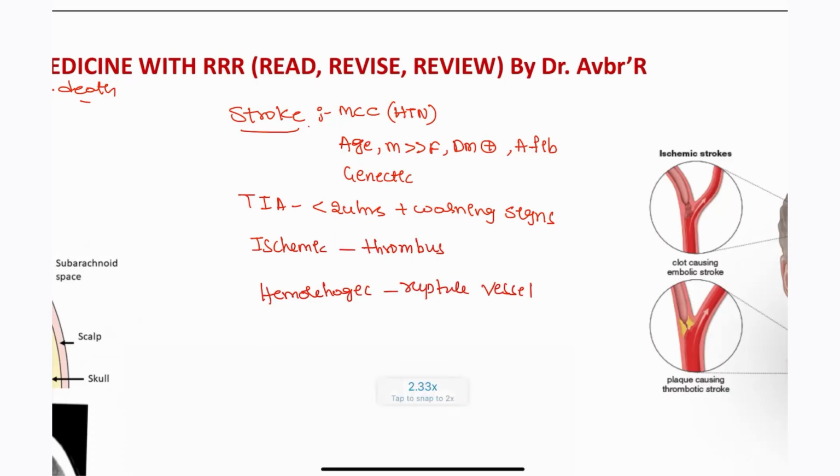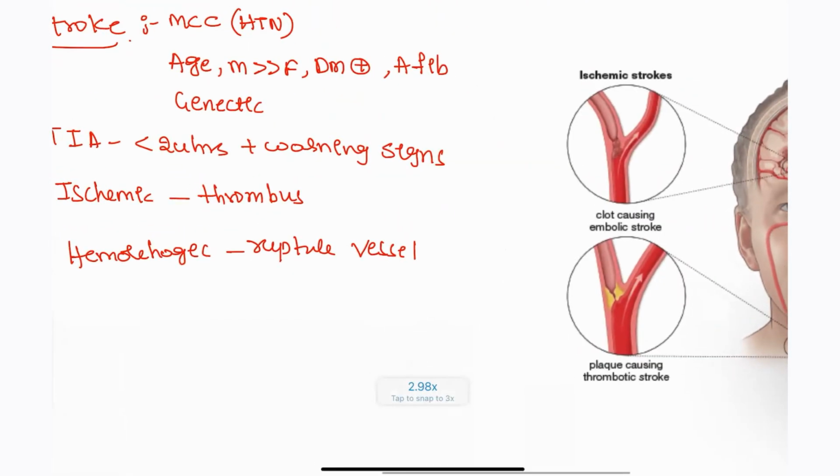Next, what are the most common locations involved in these types? For the ischemic type, most commonly it is going to involve the MCA territory, the middle cerebral artery. Next, hemorrhagic stroke is going to involve the putamen, or the basal ganglia region. Okay, collaterals are going to be damaged.